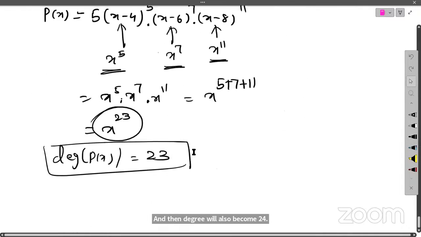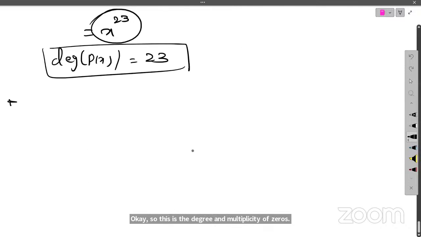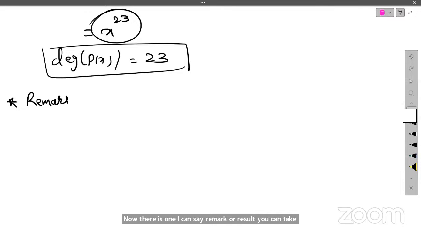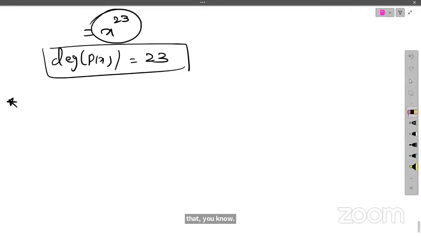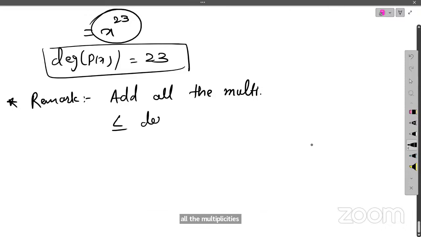Okay, so this is the degree and the multiplicity of zeros. Now there is one remark or result you can take. The remark is, if you add all the multiplicities, then this number will always be less than or equal to the degree of a polynomial, which is quite obvious because if the degree is n, then we can have at most n zeros.